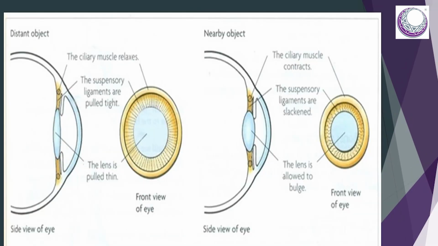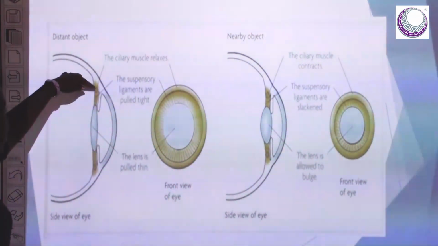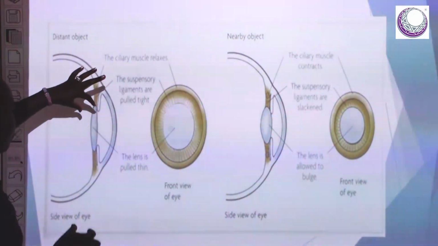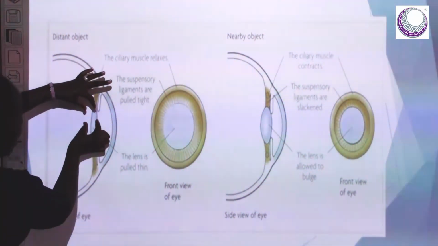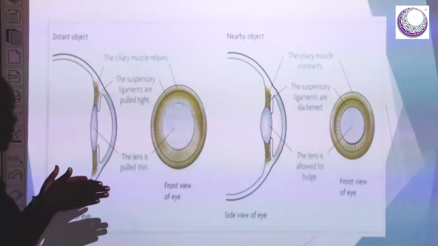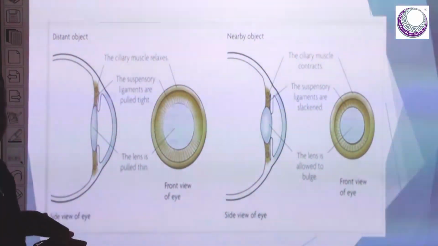This is the diagram showing the illustration: distant object, the suspensory ligaments pulled tight, the ciliary muscles relax. If you can see, the lenses are long and thin. This is going to allow the light to be refracted less, thereby focusing a distant object.